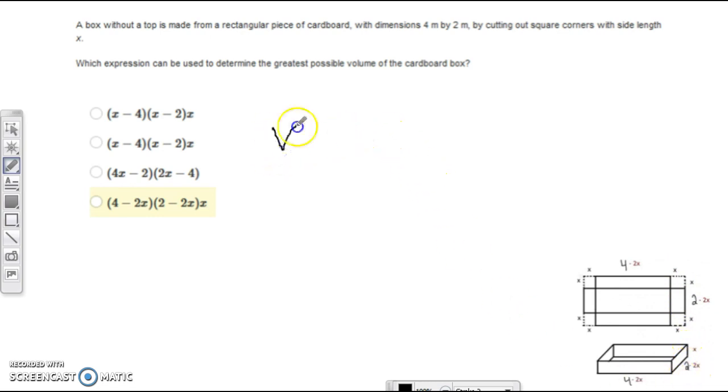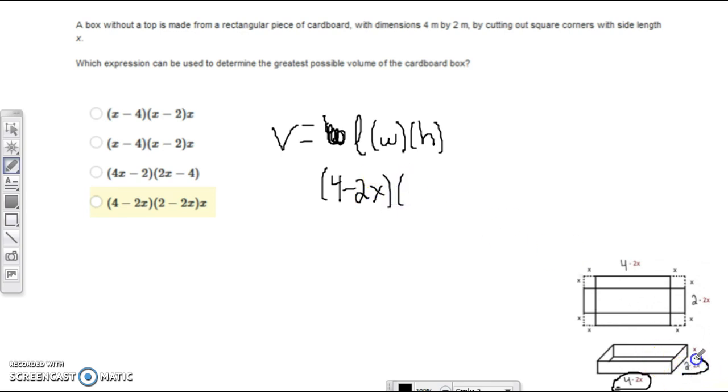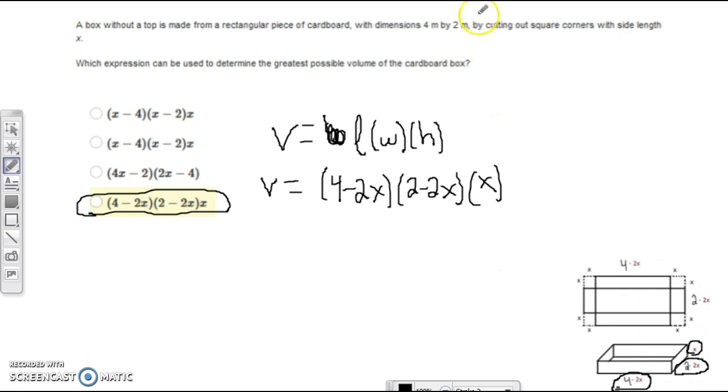So if we want to maximize the volume, remember volume of a rectangle is length times width times height. So we would just take our length times our width times our height. And that would be the formula we would use to try to maximize the volume. And it just wants to know the formula, so that is the correct answer.